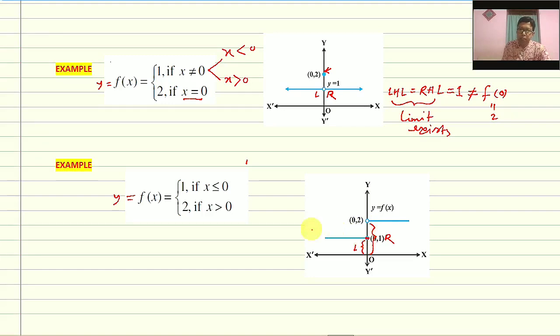And it is also given here, y = f(x). f(x) is equal to 1 if x is less than 0 or equal to 0. So there are actually two parts: either x is less than 0 or x is equal to 0.